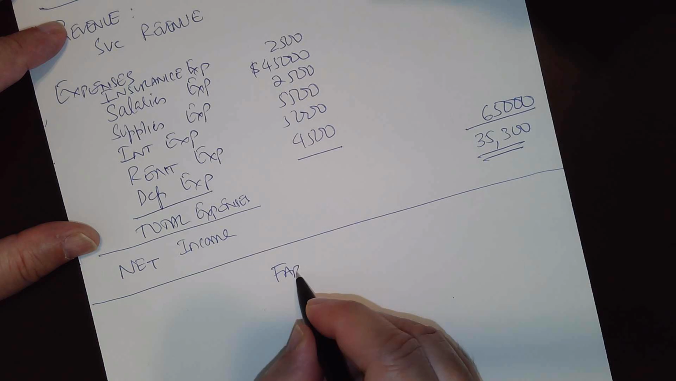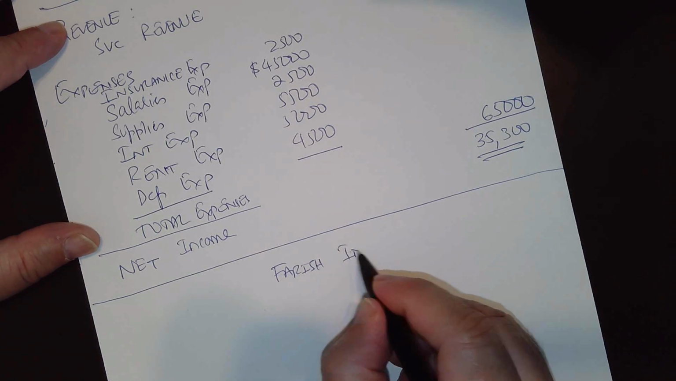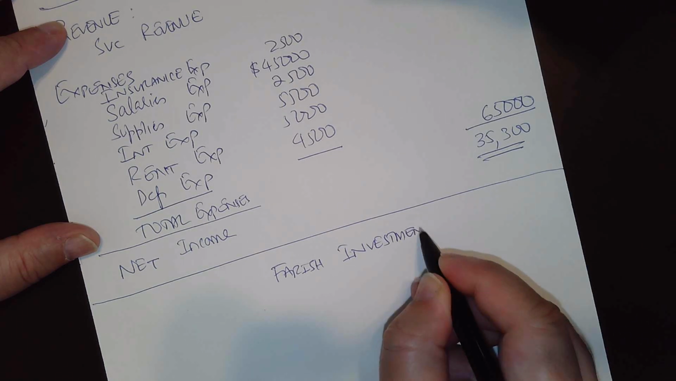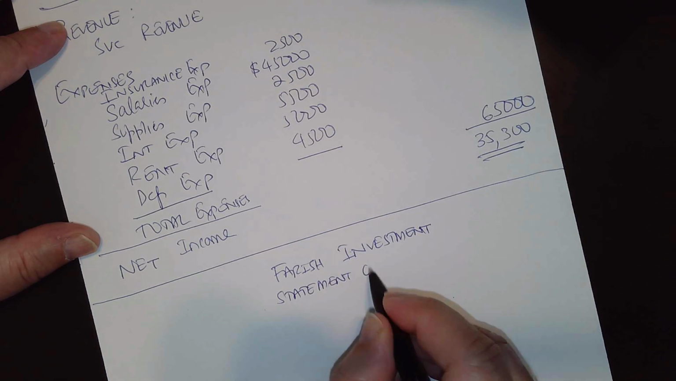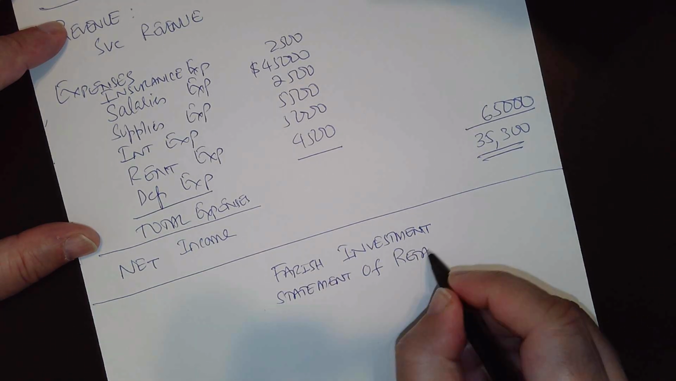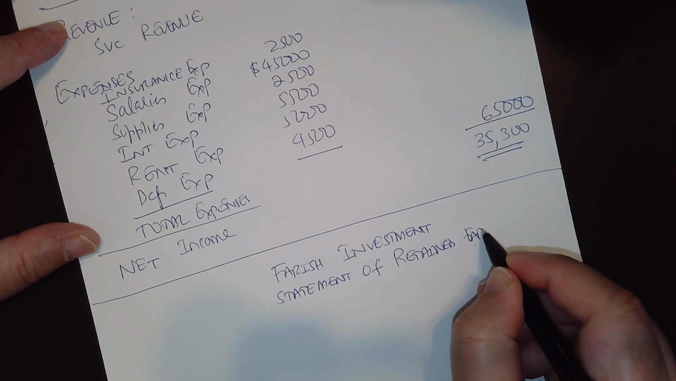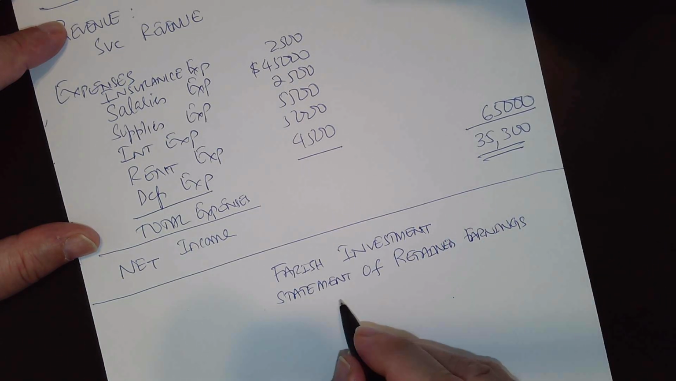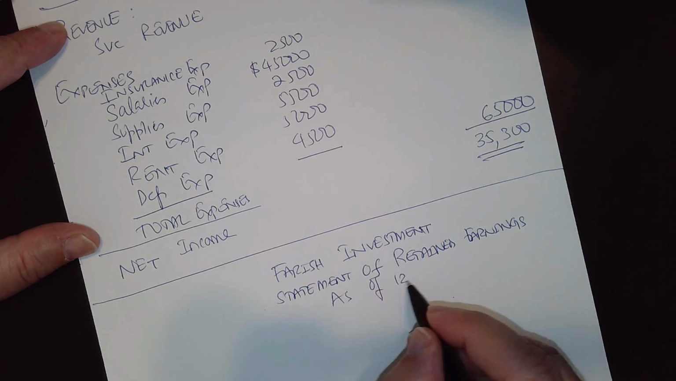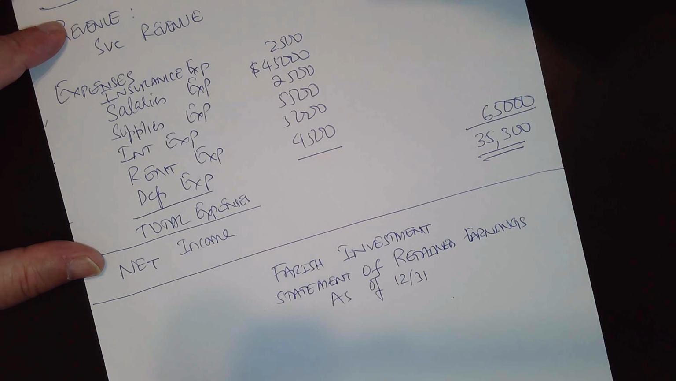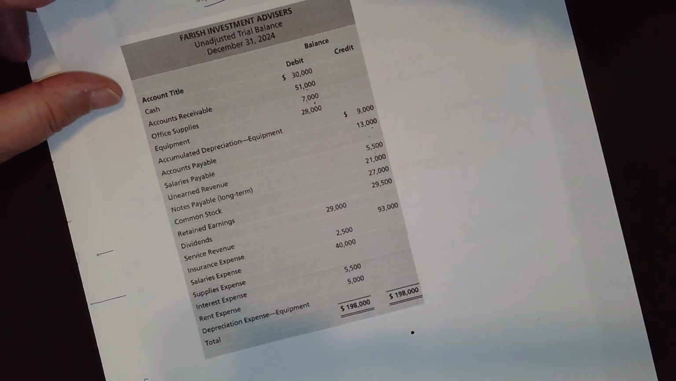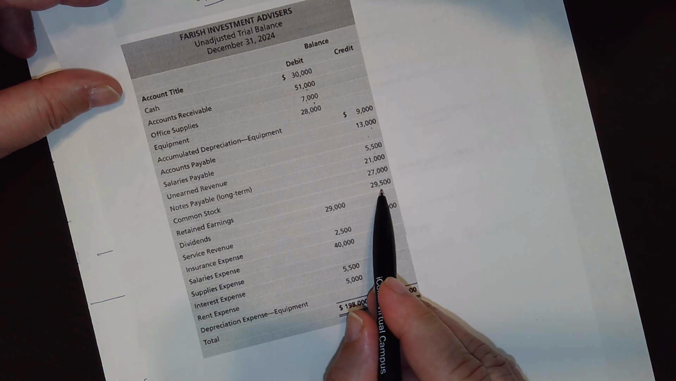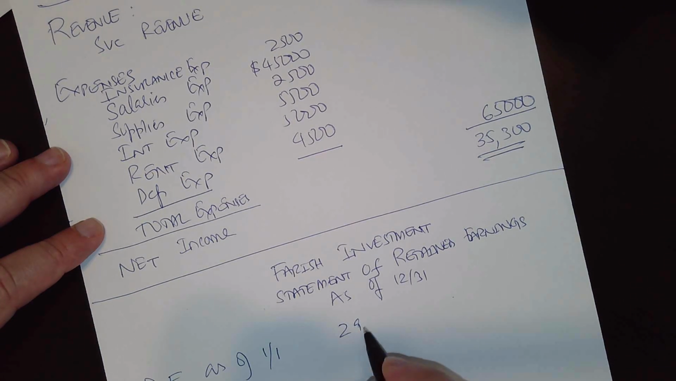So it's Farish Investment. A statement of retained earnings as of December 31st. So we have a retained earnings as of 1/1. So what is the beginning balance of retained earnings? We can go back to the question. The retained earnings were $29,500. So this was $29,500.